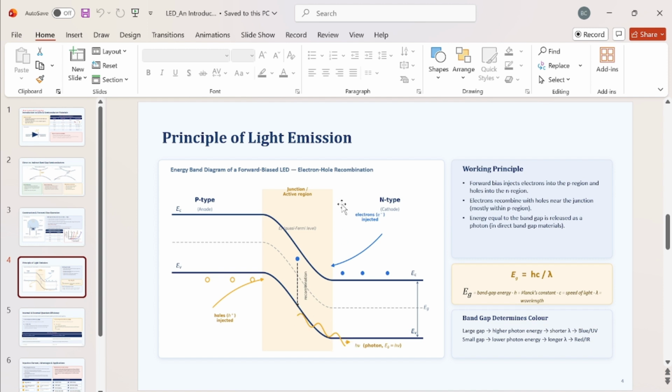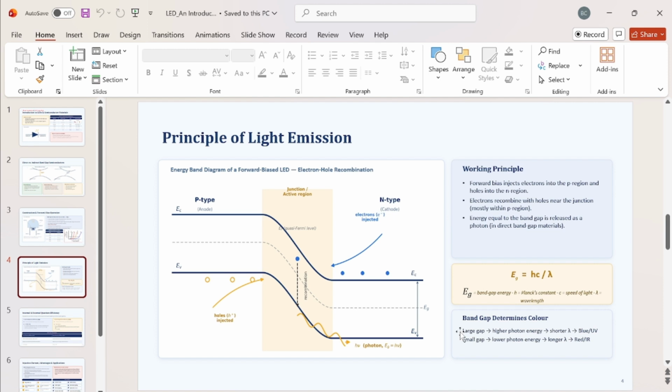This is the principle of light emission, and the wavelength of emitted light lambda is directly dependent upon the energy band gap of the material of the light emitting diode. So if the band gap is higher, the lambda, that is the color or the wavelength of the emitted light, will be lower. So lambda is a function of the energy band gap of the material. Whatever the material band gap is, it will decide the color of the emitted light.